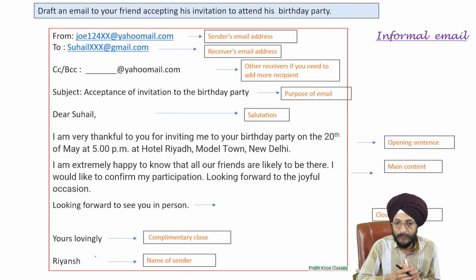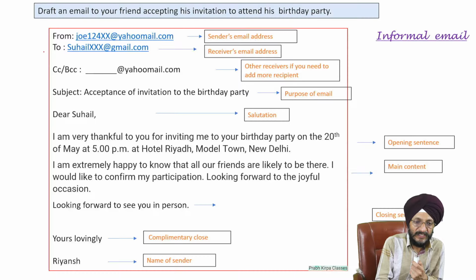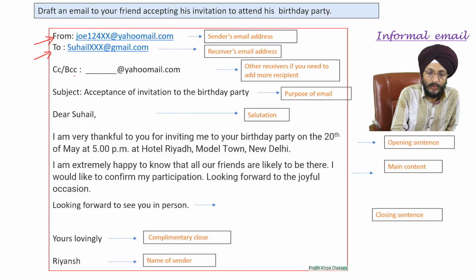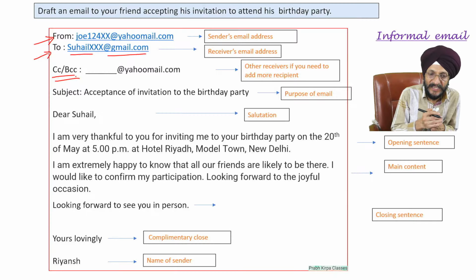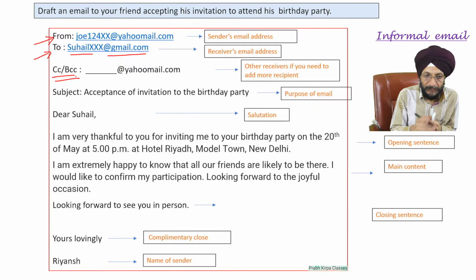Another example of informal email is where you will write an email to your friend accepting his invitation to attend his birthday party. This is your email address. You have been invited by him, so you are answering him, giving reply to him. His email address is here. Accordingly, you may add CC or BCC as the case may be. Subject: acceptance of invitation to attend the birthday party.